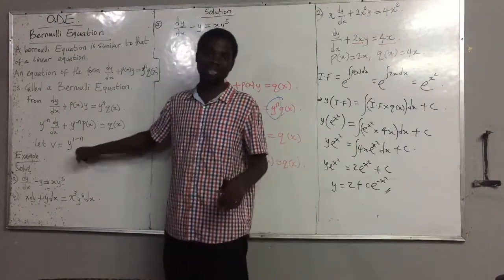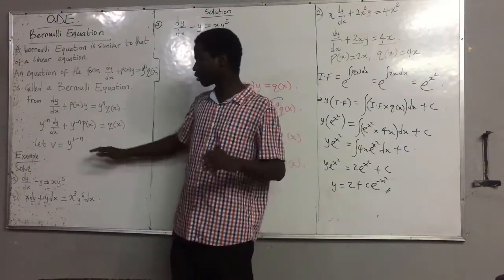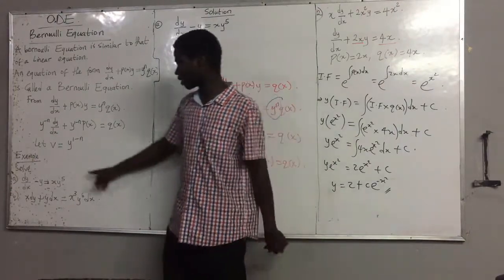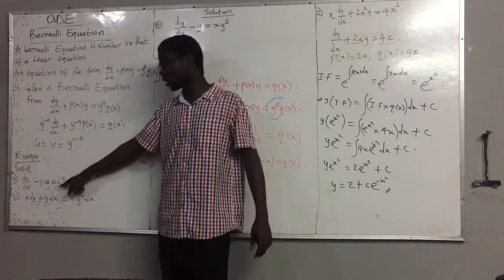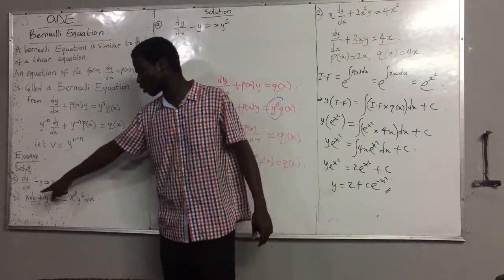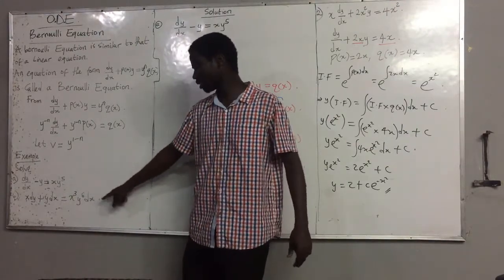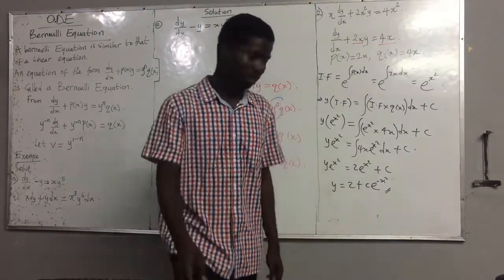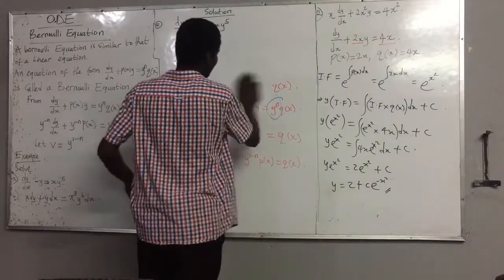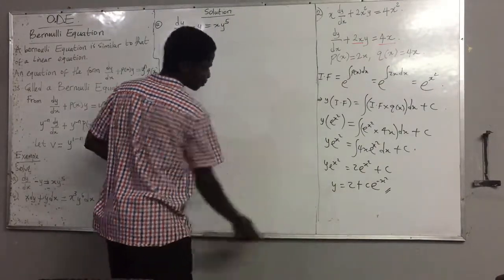Let v be that thing. So let's see how we are going to solve it now. I have two examples here. Solve y ds minus y equals y raised to power 5. The second one, solve x y dy plus y ds is equal to x raised to power 3 y raised to power 6 ds. Do you understand? So that is what we want to do now.